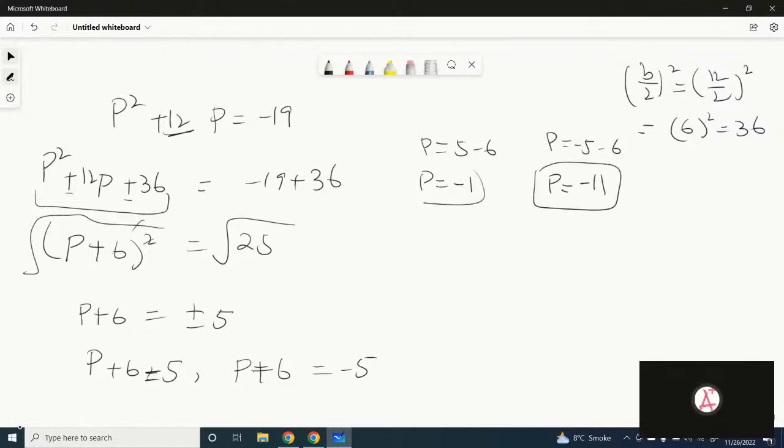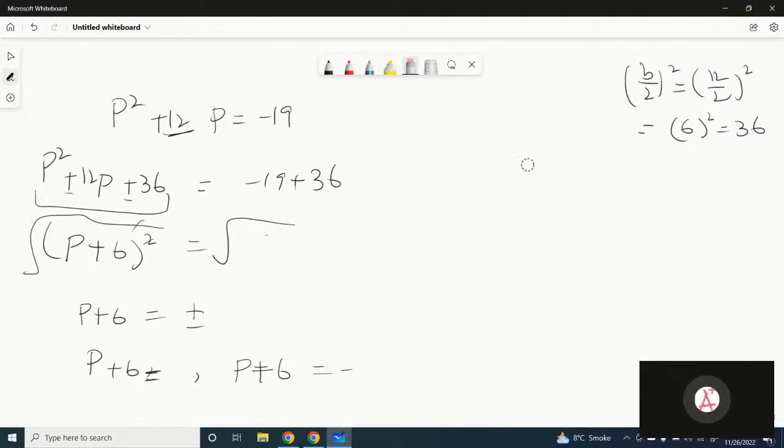So you have two values for p, they are negative 1 and, wait. I think 36 minus 19 isn't 25. Yes, it is 17. Sorry. 36 minus 19 is 17, because I remember the answers were in decimals. So it would be 17. Square root of 17 equals 4.1. So you have to add and subtract 4.1 on both sides.